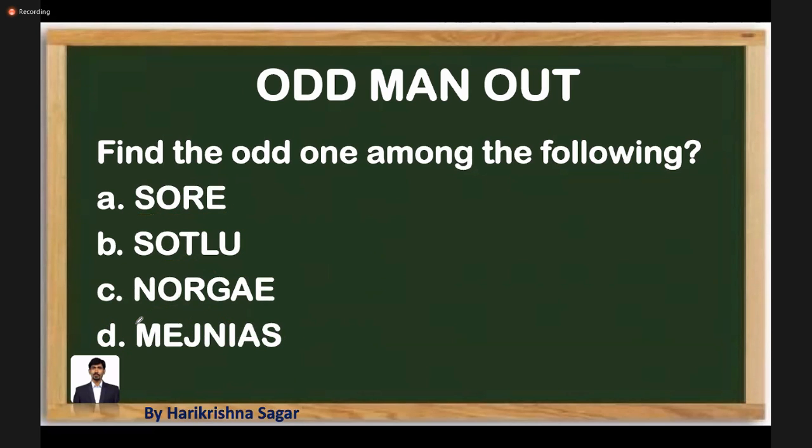Look at the next one. Finding the odd man out of the following. If you observe this, SOR and SOTLU. By observing these things, you should understand these words are not in a proper pattern. First, let's rearrange them. If you observe this carefully, we can write it as rose, we can write this as lotus, we can write this as orange, we can write this as jasmine. So now you can understand what the odd man out is. Rose, lotus, jasmine are flowers, but orange is going to be a fruit. Mark your answer choice as option C.